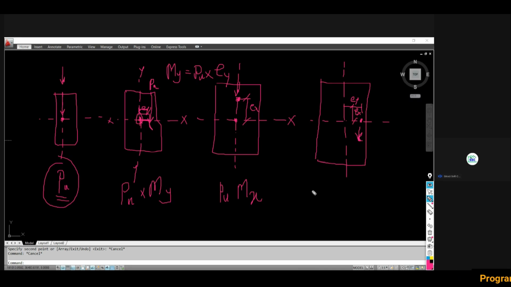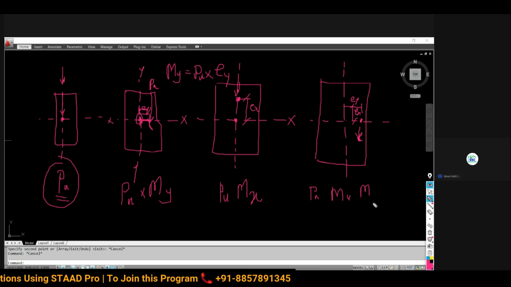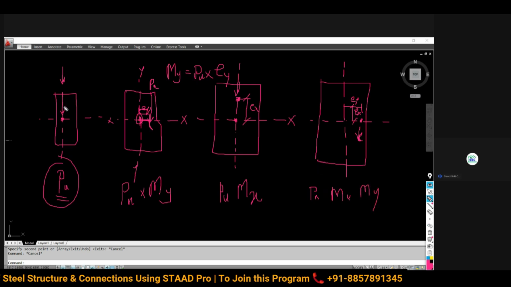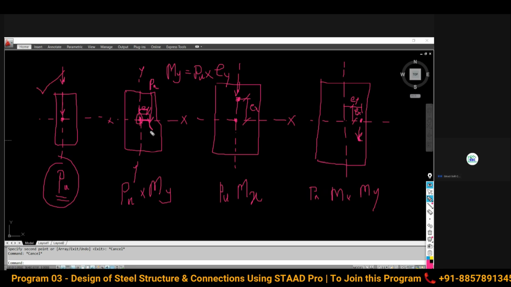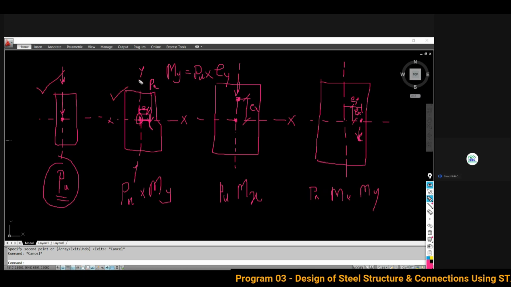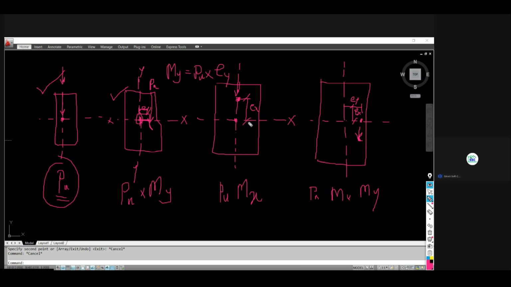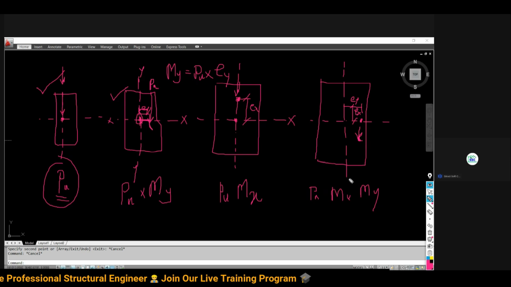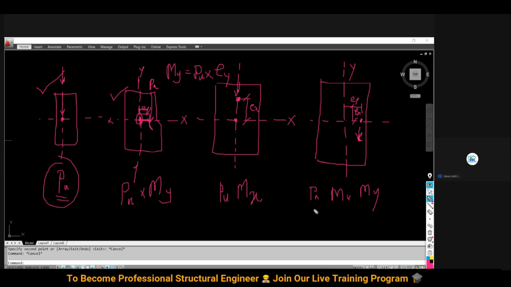So in this case, there will be an axial force, and there will be a moment about the x-axis and a moment about the y-axis. So the first is a purely axially loaded column. Here there is a moment or eccentricity of the load about the minor axis, and it is a uni-axially loaded column where the moment is about the x-axis. Your axial load is at a distance of ex from the x direction. Now there is a moment about the y-axis, that is ey.